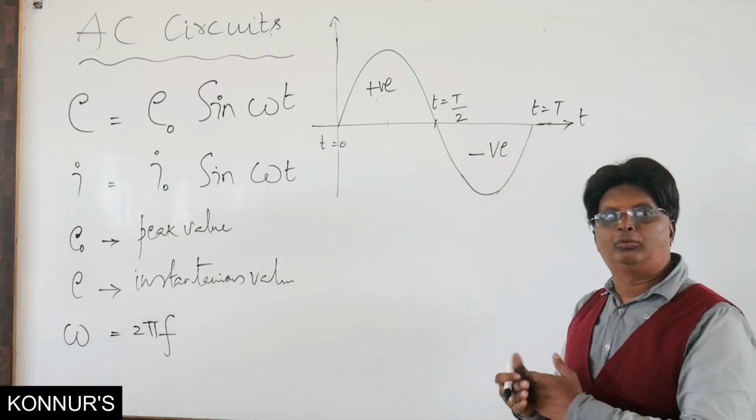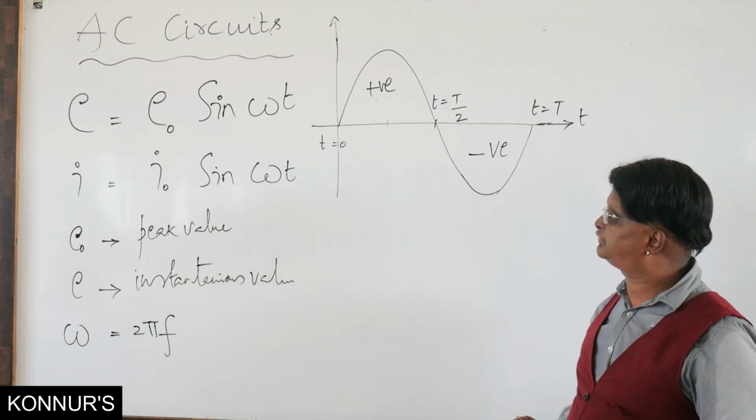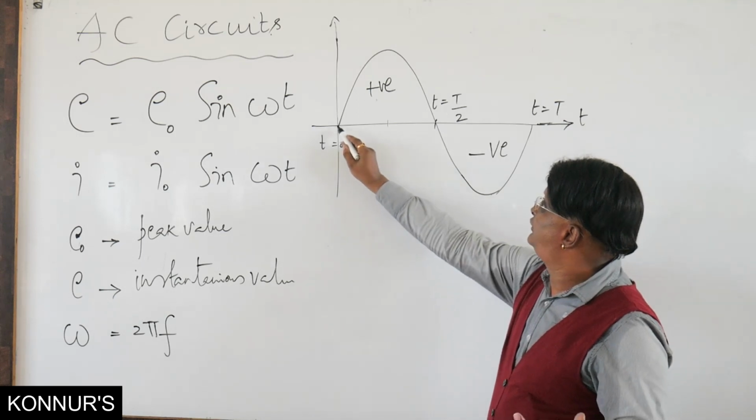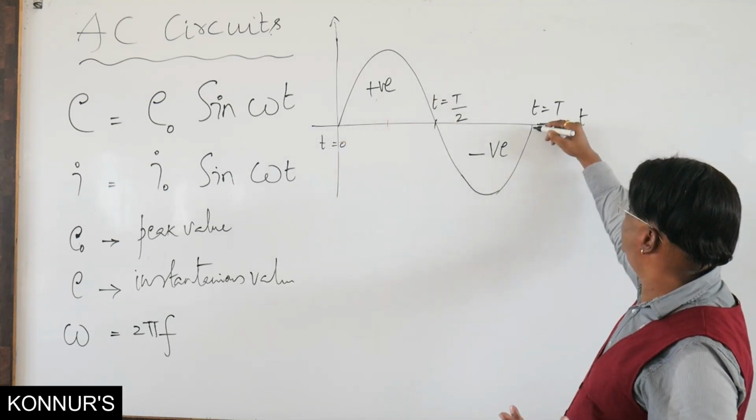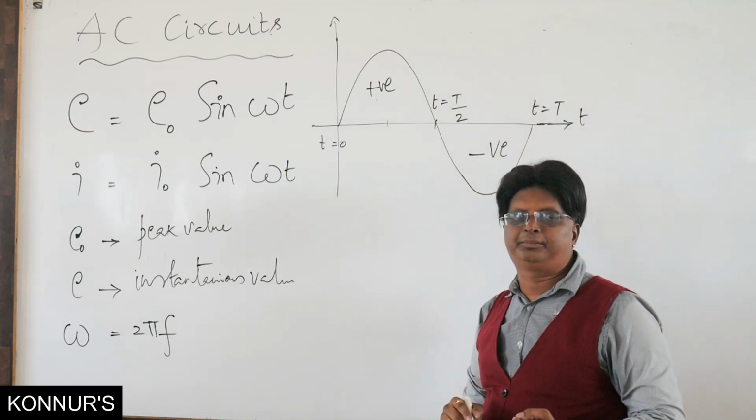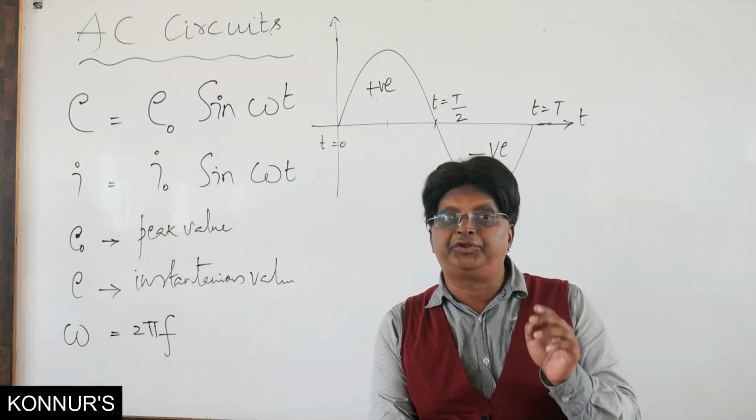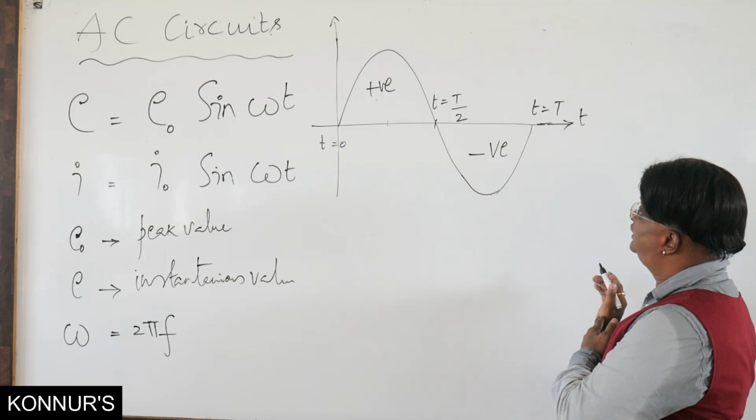During one cycle, you can observe what is happening, because these are important things for all your conceptual questions, NEET and CET. What you find is that for every 0 to T by 2, the direction has a reversal. Again, T by 2 to T, sign reversal will take place. So the direction of EMF is getting reversed for every T by 2. Is that okay? For every T by 2, the direction is getting reversed.